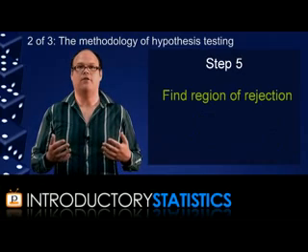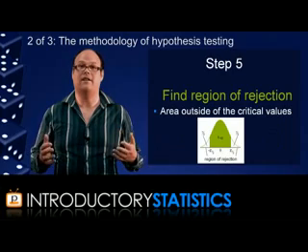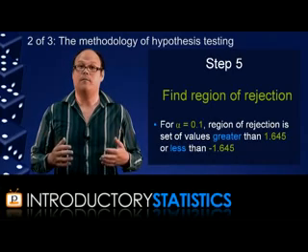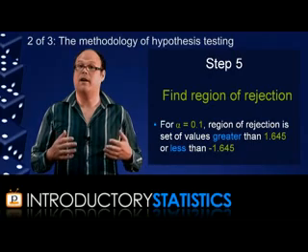Next, we determine the region of rejection. This is the region of z outside the critical values. And this region is very important for how you conclude the test, which we'll explain in just a minute.